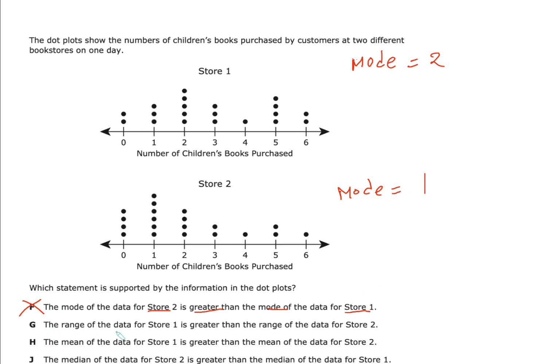Now G is talking about the range, and we know the range is when you subtract the smallest from the greatest. So it says that the range of the data for store 1 is greater than the range for the data for store 2. For store 1, the range would be 6 minus 0, which is 6. And for store 2, the range is the same, 6 minus 0, which is 6. So the range is equal for both store 1 and store 2. Store 1 is not greater than store 2.